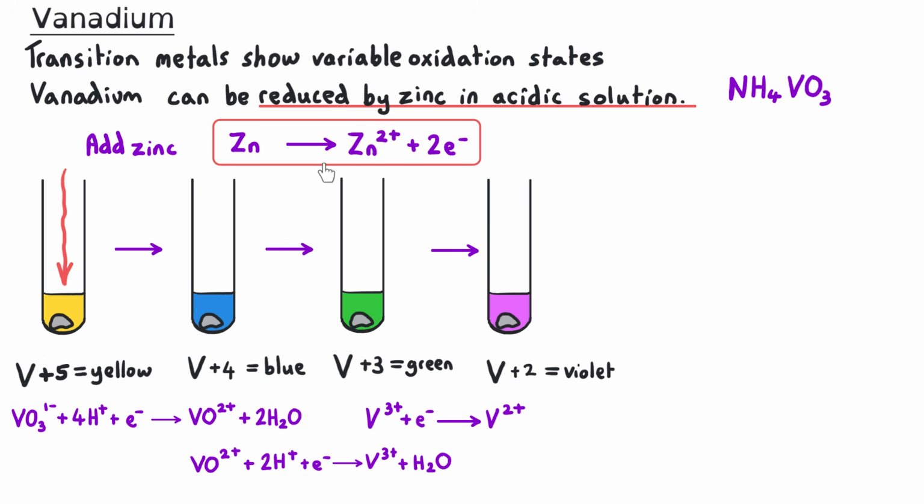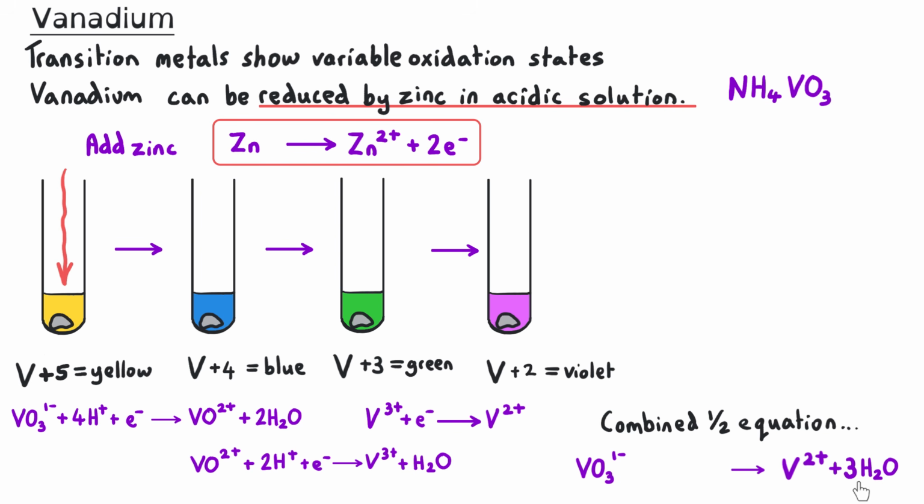You need to be able to combine the zinc half equation with any of these three vanadium half equations, or with more than one of these vanadium half equations at once. For instance, what is the half equation for vanadium +5 turning into vanadium +2? To do this, you start with the VO3 1- and we end with the V2+. To balance for oxygen atoms, we need to add 3 water molecules to the right-hand side, and then to balance for hydrogen, we add 6H+ to the left-hand side. And then to balance for charge, we need to add 3 electrons to the left-hand side.